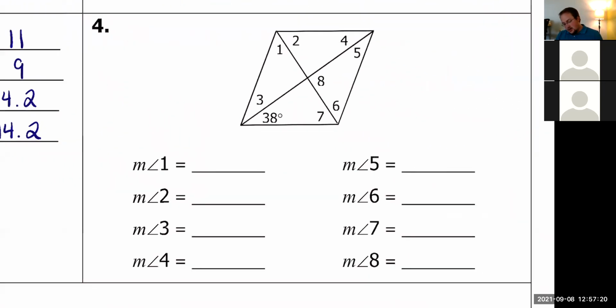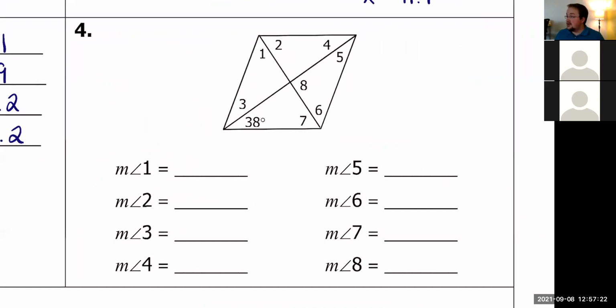Number 4, this one switches gears on us because now we're looking for angles. I'm going to kind of cheat a little bit. Angles are certainly more difficult because there's way more of them packed into the same shape than segments.